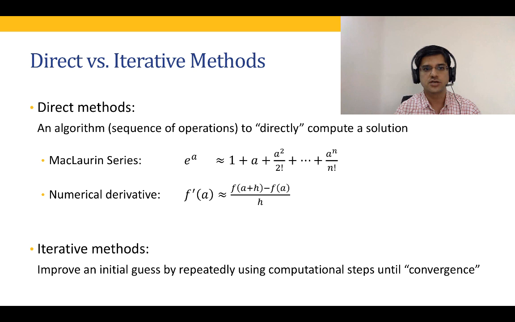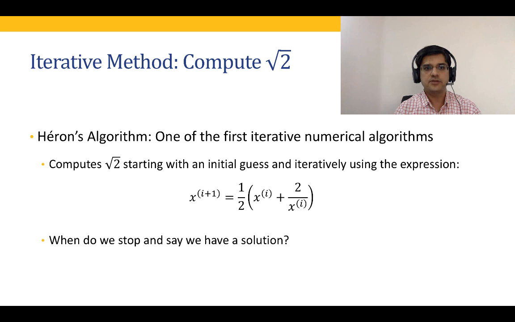The second type of method that we are going to consider in this lecture is what is known as iterative methods. Iterative methods, we will start with certain initial guess and we will use certain steps repeatedly or iteratively to improve that initial guess until we reach a convergence. Let's take an example of iterative method. As I mentioned before, the example of iterative method that we are going to take is what is known as Heron's algorithm.